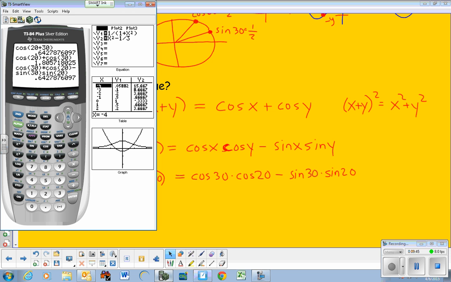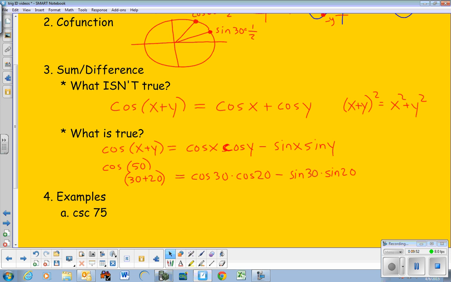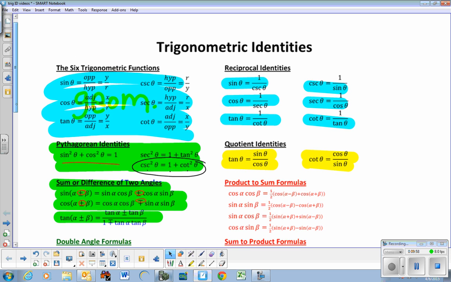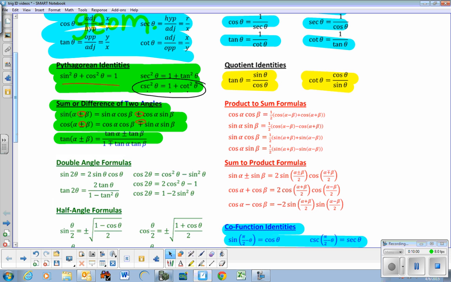And just to double check again to confirm, cosine of 50 is 0.6427. All right, so we've shown that that's what is true. So if you've got the cosine of a sum or a difference, sine or tangent too, you need to use these sum or difference formulas.